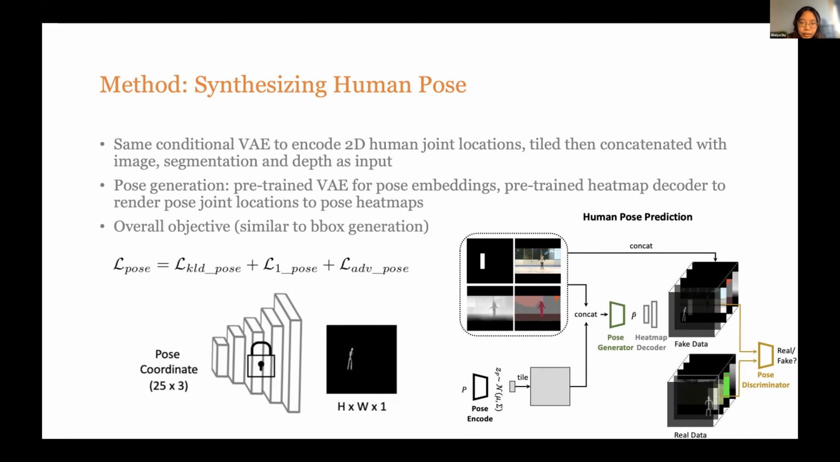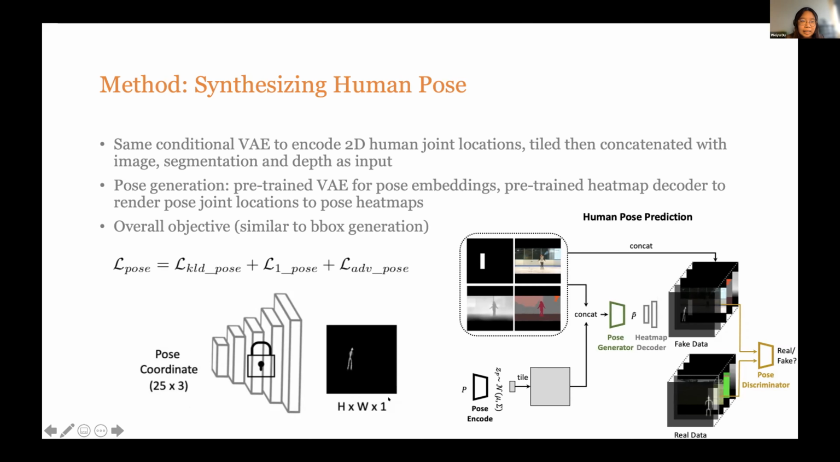The only difference here is that instead of using an STN, we use a pre-trained heat map decoder that would render the pose joint locations into pose heat maps. So it is shown here. The pose coordinates are simply a vector, but we want a spatially aligned output. So that's why we render the pose out in image form.